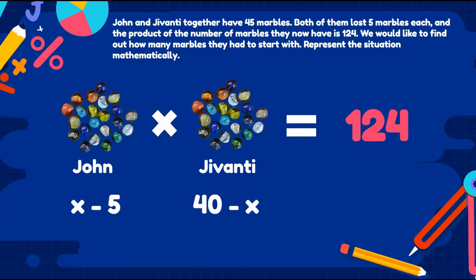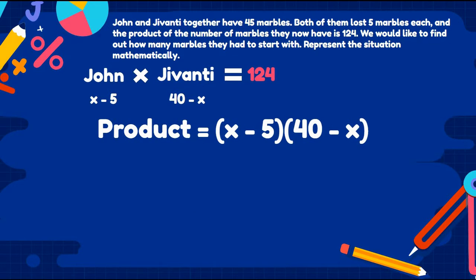The number of marbles present with John into the number of marbles present with Jivanti after losing each 5 would be 124. So this would be something useful for us as we have both the left and right hand side. So let's just try to multiply them. The product would become (x minus 5) into (40 minus x).